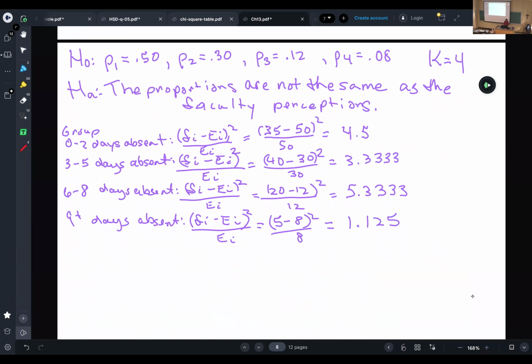What do we do to get the chi-square test? Just add those up. 4.5... it's the sum of all those contributions.